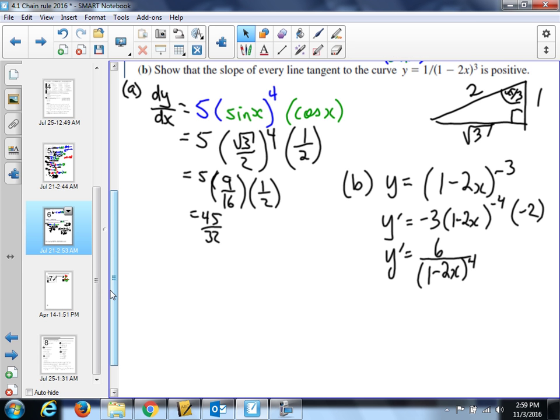Can you dream up any way you could get, within the real numbers, a negative out of that expression? The denominator's never negative since you have an even power, right?